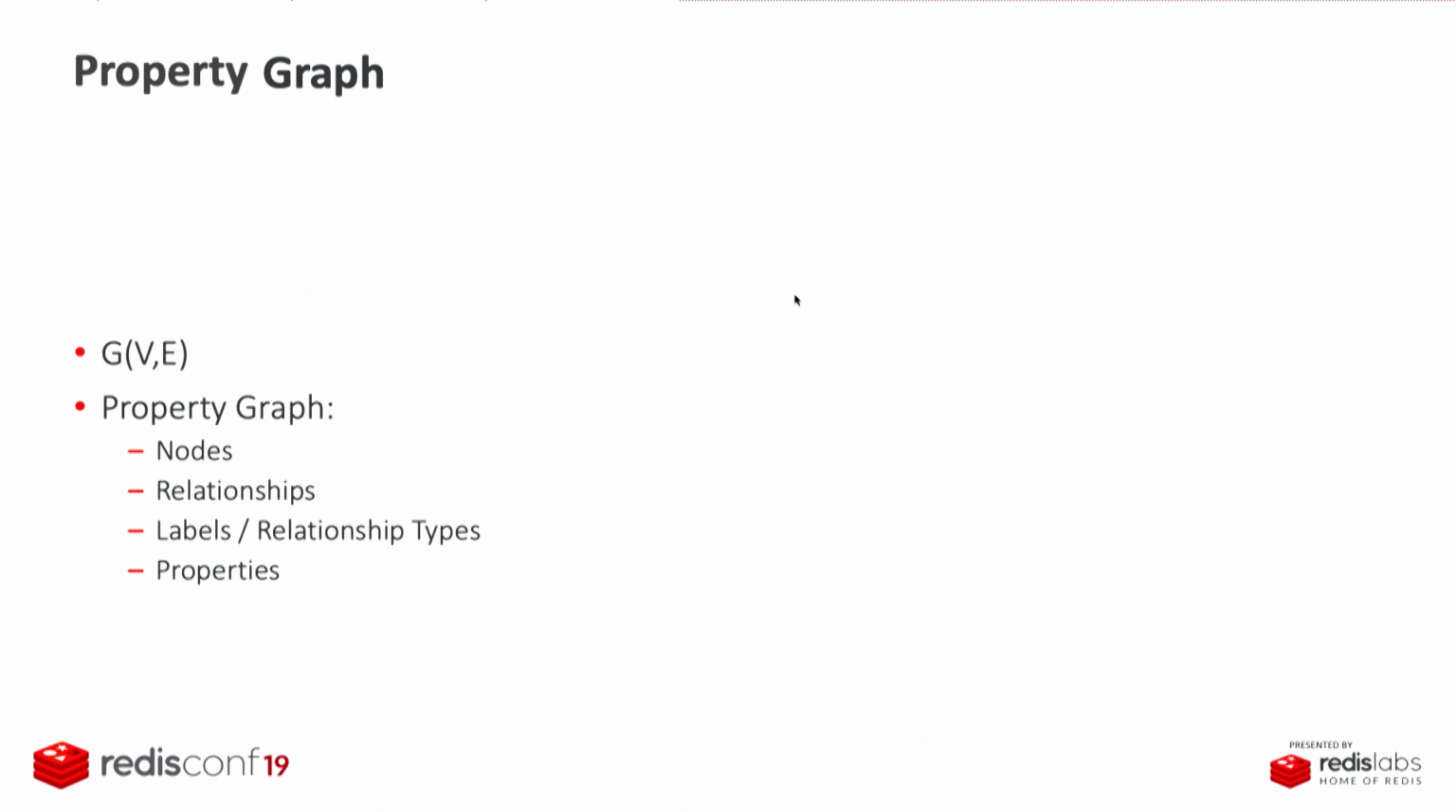What is a graph? A graph in mathematical form is a collection of vertices and edges. And the model we're using inside RedisGraph is a property graph. And we have four building blocks there, right? So we have nodes and relationships, labels and relationship types, and properties. So the nodes are effectively our vertices. The relationships are edges. They're always directed and connect two single separate nodes. And labels can be placed on top of nodes. Each node can have zero or multiple labels. And each relationship has exactly one relationship type. Properties can be placed both on nodes and relationships.